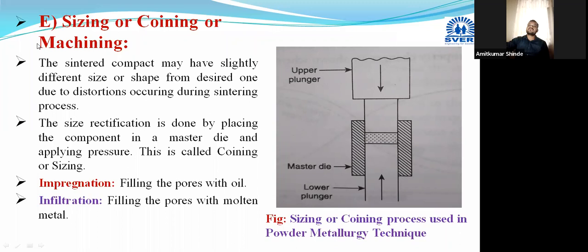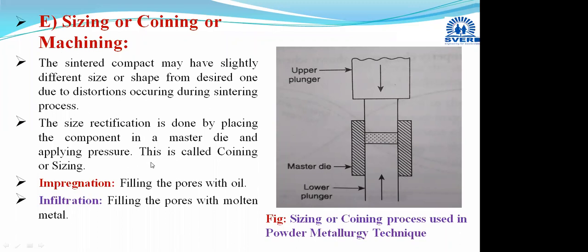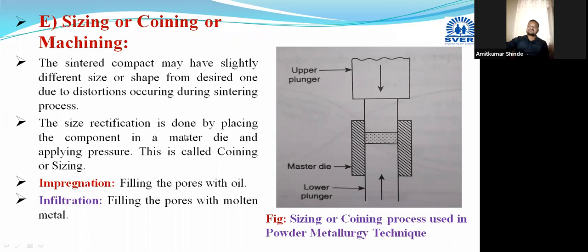Sometimes we can go for a machining operation also, which means removal of material to get the desired shape and size. During this step we can also perform some extra operations like impregnation or infiltration. Suppose we want to fill the pores present on the surface of the metal with the help of oil, then that process is termed impregnation. Filling the pores on the surface with oil is termed impregnation.